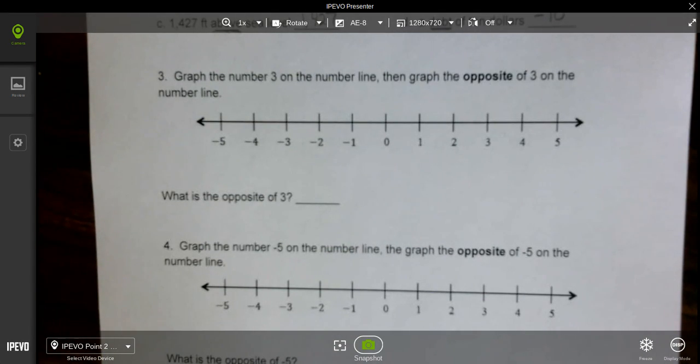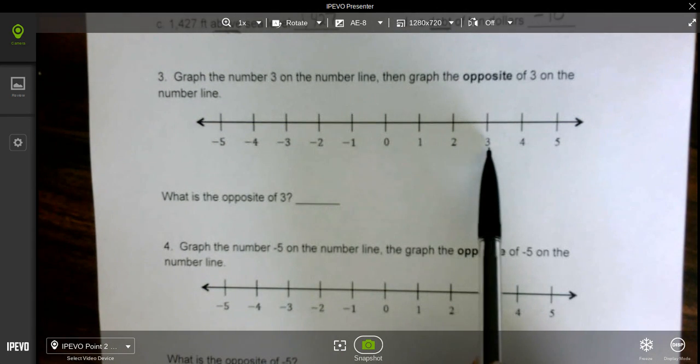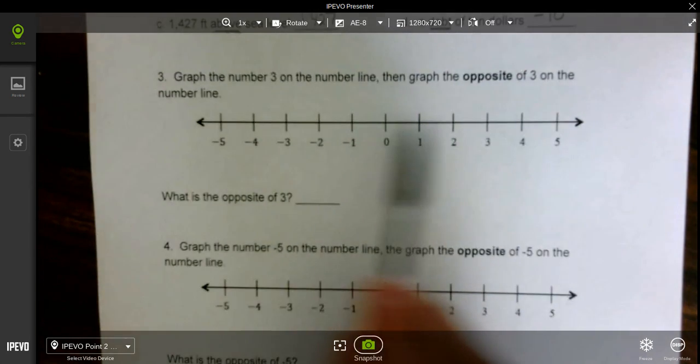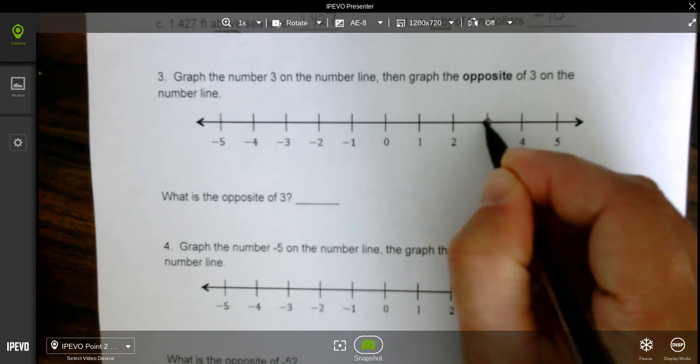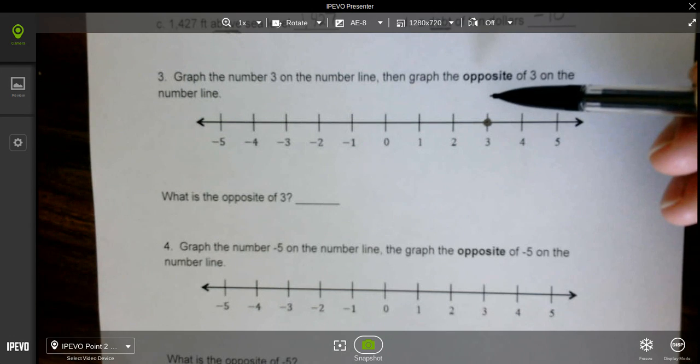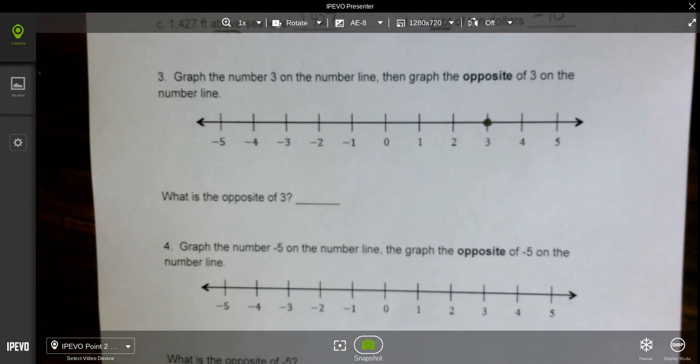In example number 3, they want us to graph the number 3 on the number line and then graph the opposite of 3 on the number line. Whenever they ask you to graph something on the number line, that means you need to find where its location is, and you're going to put a little dot on the number line where that number is located. So it first says graph the number 3 on the number line. Here on the number line is where we see 3. This is the number line here. So I'm going to put a dot right there on the number line. I'm not going to put it floating above the number line. I'm not going to put it below, but actually right on the number line. There we have just graphed the number 3.